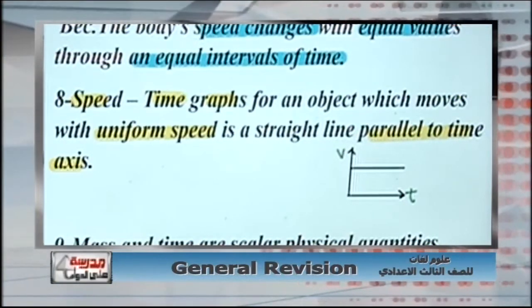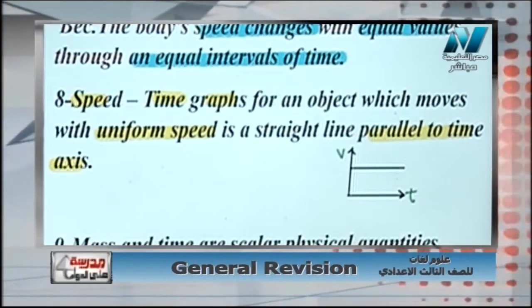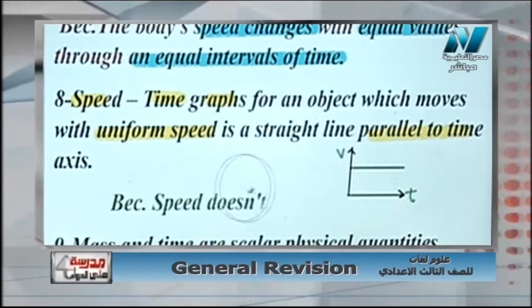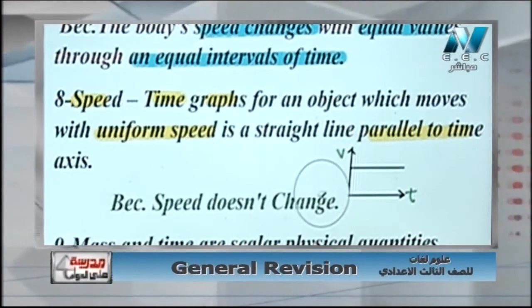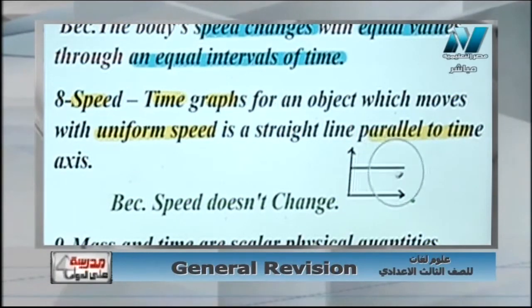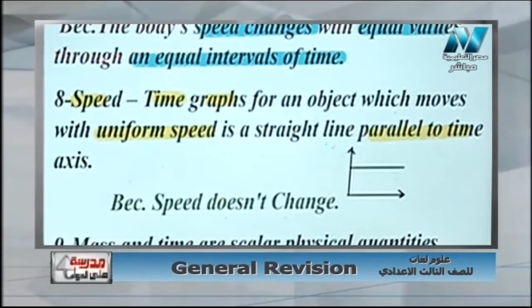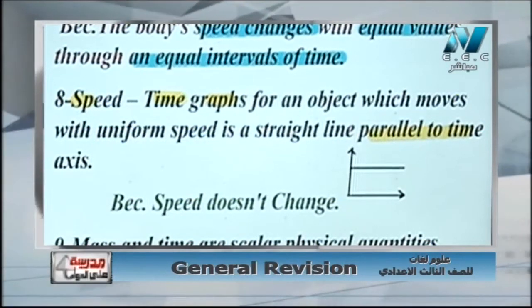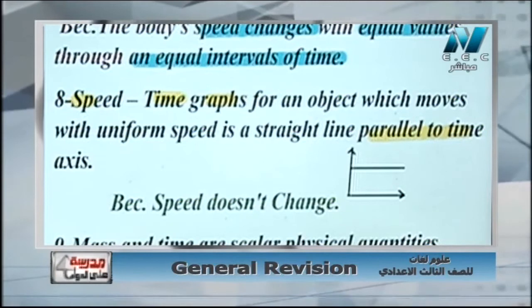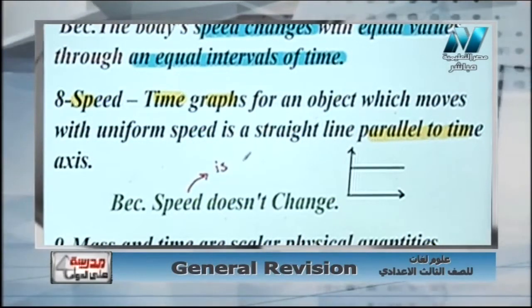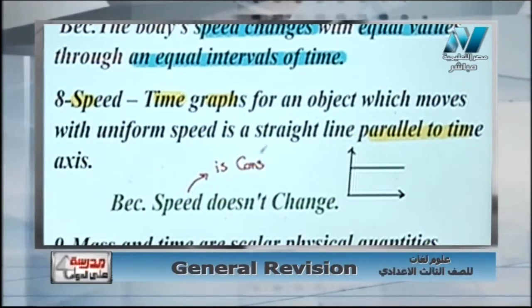So in this case we can say: because the speed doesn't change. As we see here, it is a straight line parallel to the time axis. So the speed doesn't change because the body moves with uniform speed, or we can say the speed is constant.